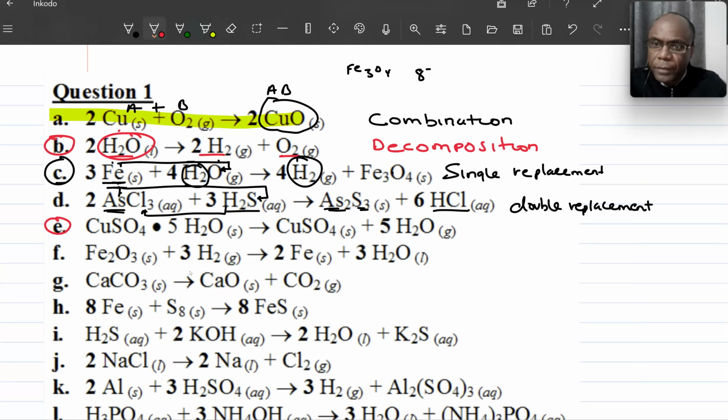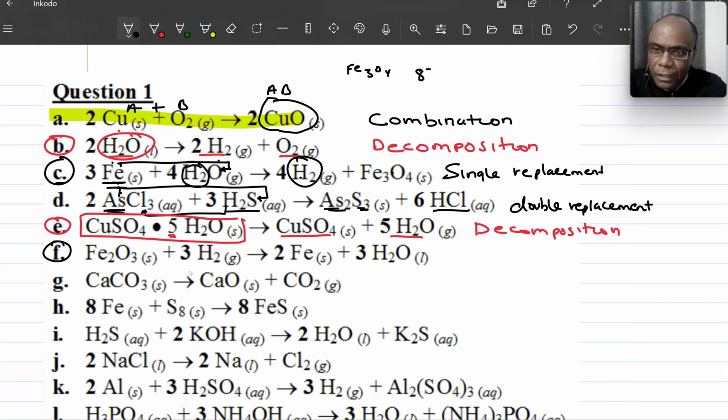On E, I have copper sulfate pentahydrate, one complex compound splitting to copper sulfate and water. It has to be a decomposition, this one. One substance is split up or broken down to 2 or more, in this case 2.